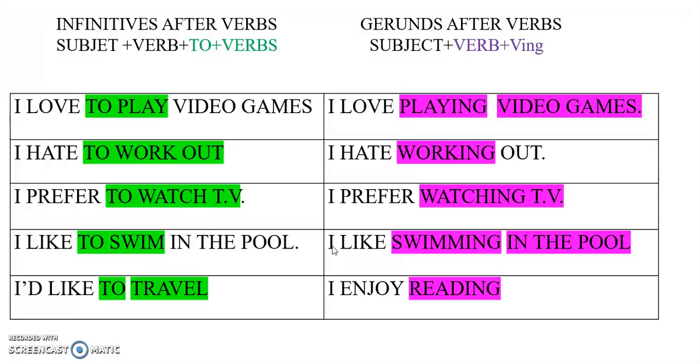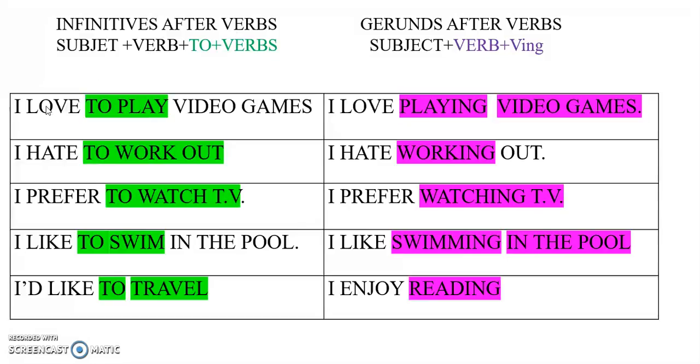The same, lo mismo con el verbo like. Cuando usamos un gerund después del verbo like, ese verbo se convierte en objeto del otro verbo. I like swimming, significa a mí me gusta nadar, in the pool. Después de enjoy también usamos un gerund. I enjoy reading, which means yo disfruto leer. Ok, se los voy a repetir.